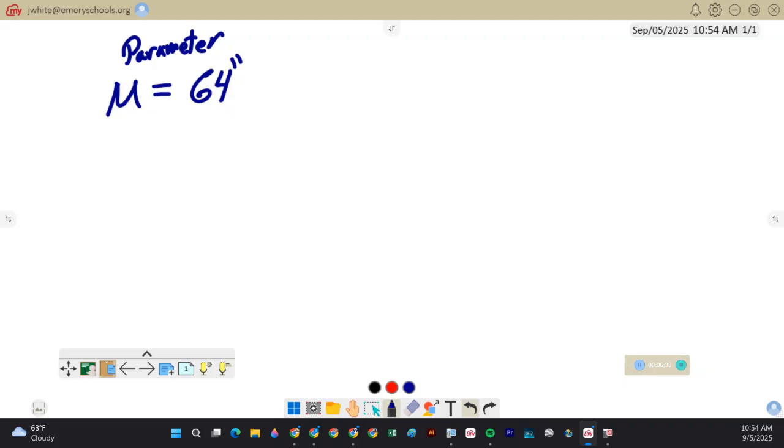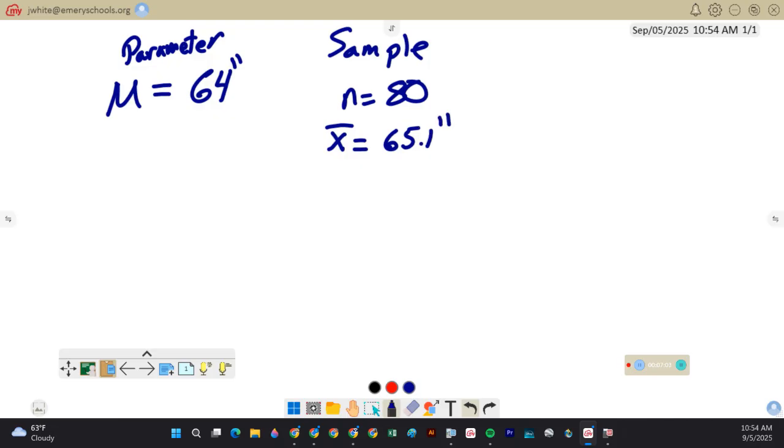So instead, I'm going to say, okay, 80 measurements is going to be fine. So for my sample, I'm going to say n is 80. So I run around and I talk to 80 females at Emory High, and I measure their heights, and I get x bar is 65.1 inches.